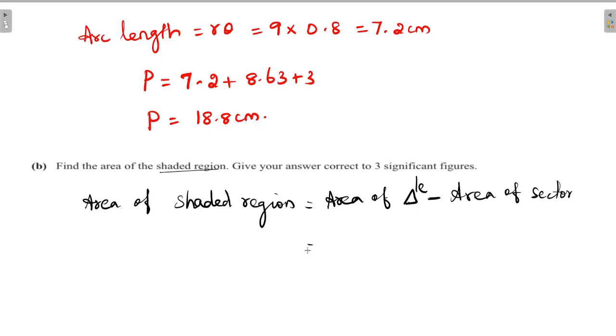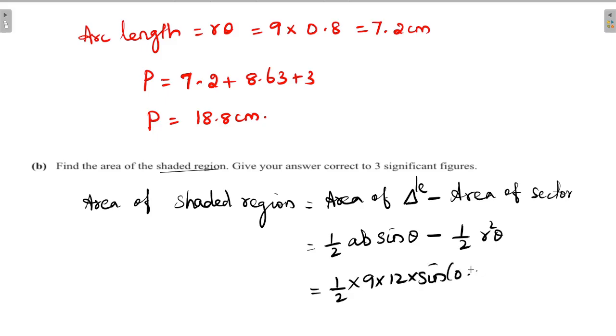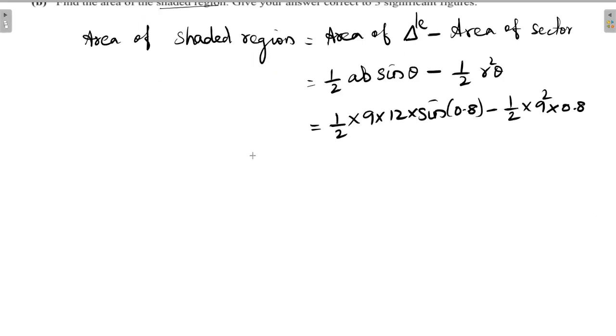The area of a triangle, which is a scalene triangle with one angle given, is half AB sin theta. Minus the area of the sector, which is half into r square theta. So this is equal to half times 9 times 12 times sine 0.8, the radian value, minus half times 9 square times theta value 0.8. By using the calculator, this area is equal to 6.34 centimeter square. This is the required area of the region.